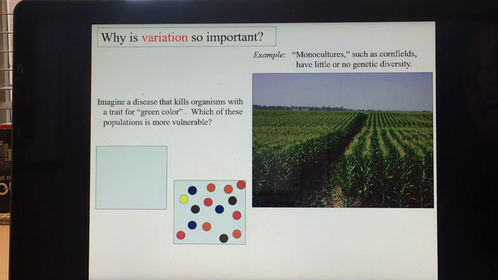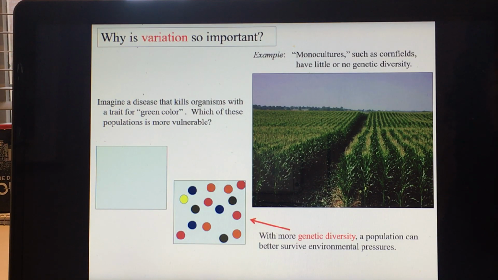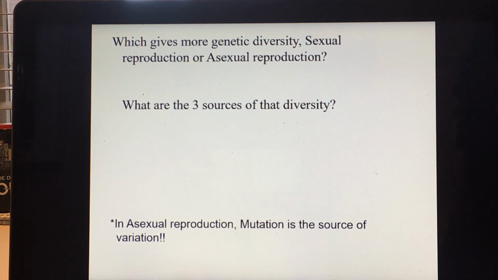In that case, all of the green individuals die out, and in the population on the right, you have some individuals that survive to reproduce. So with increased genetic diversity, a population can better survive environmental pressures. Which gives more genetic diversity, sexual reproduction or asexual reproduction? The answer is sexual reproduction.